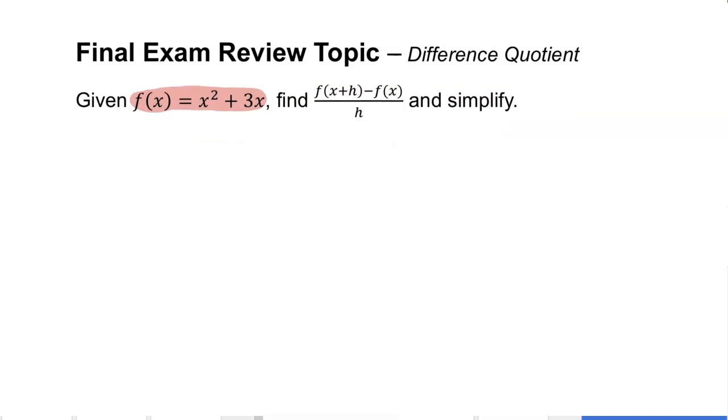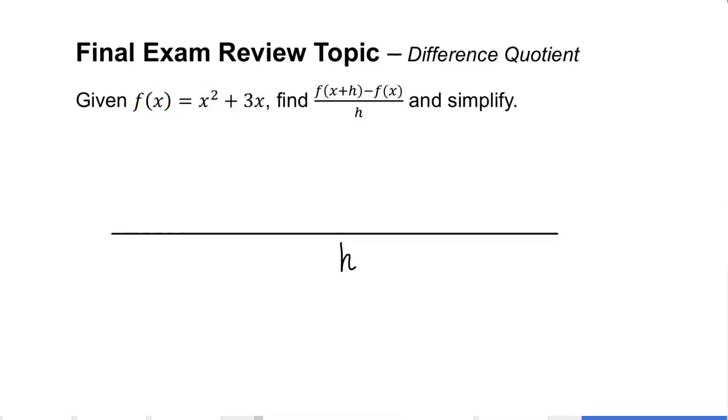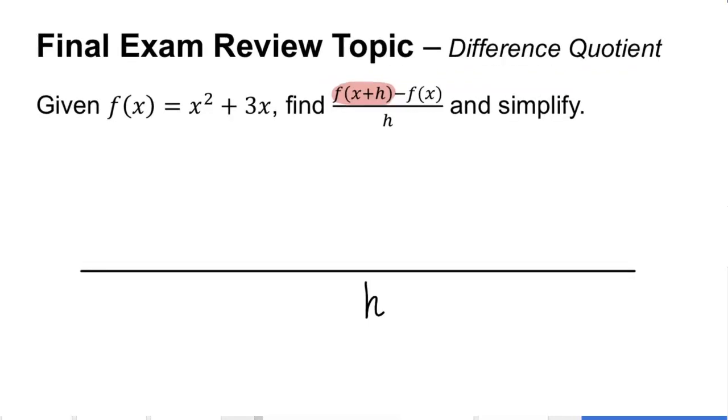Draw a long fraction bar, okay? We're following that formula. And the bottom of the fraction is easy. The denominator is simply h, so we put the h there. Now I'll tell you the hardest part of setting this up is this part. Let me highlight that part in red. That f of x plus h. What we are doing for that red highlighted part is we're plugging in the parenthesis x plus h everywhere we see x. So right there and right there.